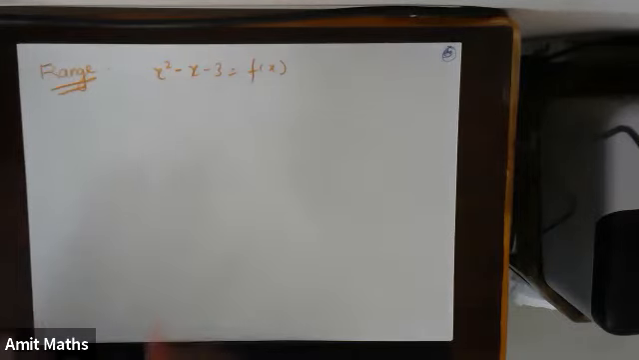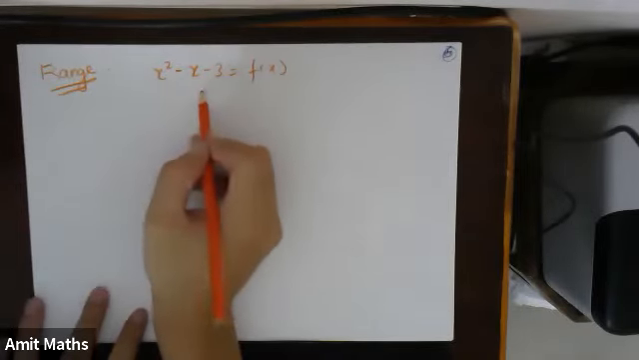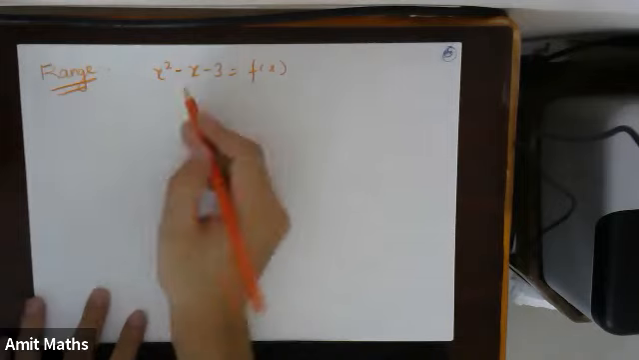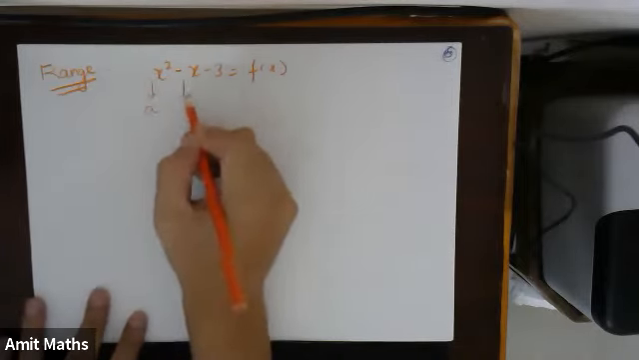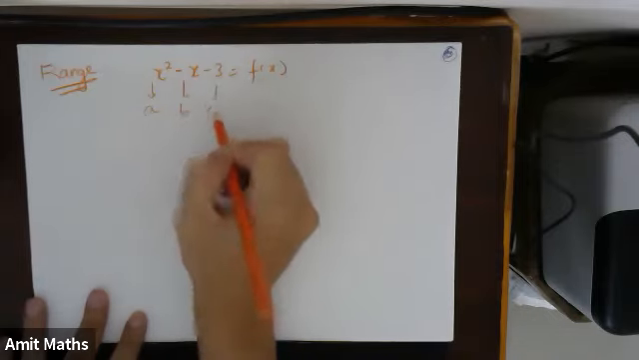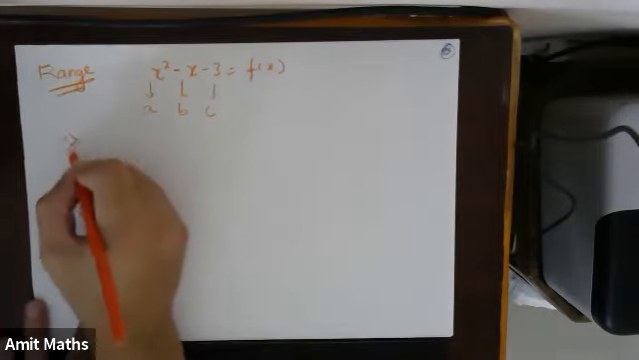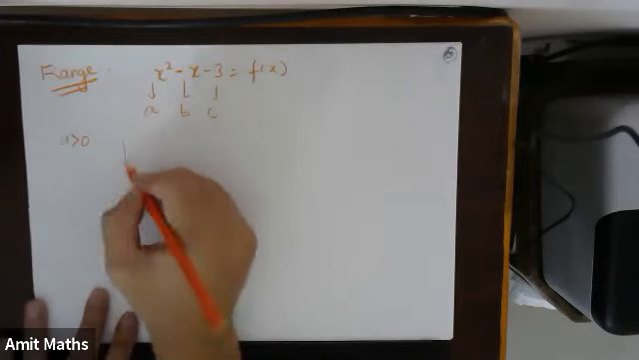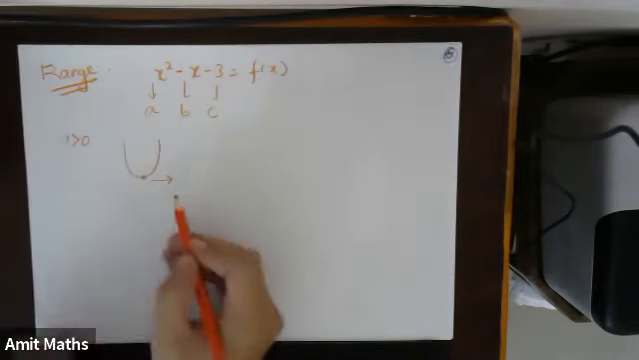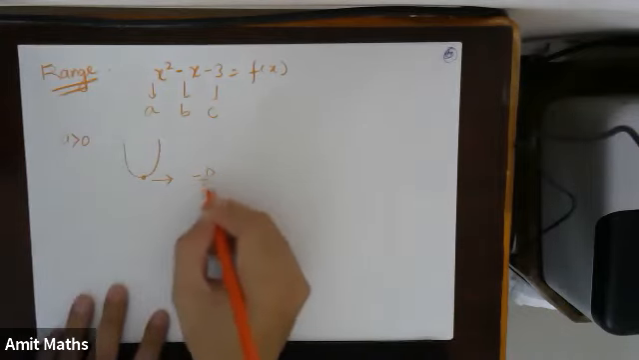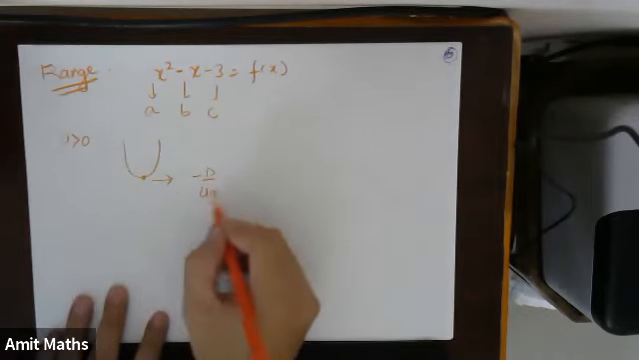Okay, so let's see. This is which kind of a quadratic expression? This is upward facing. Why? Because this coefficient is A, this coefficient is B, and this coefficient is C. Now, when A is greater than 0, this is an upward facing parabola. That means we'll have a point of minima. What will be my point of minima? Minus D by 4A.